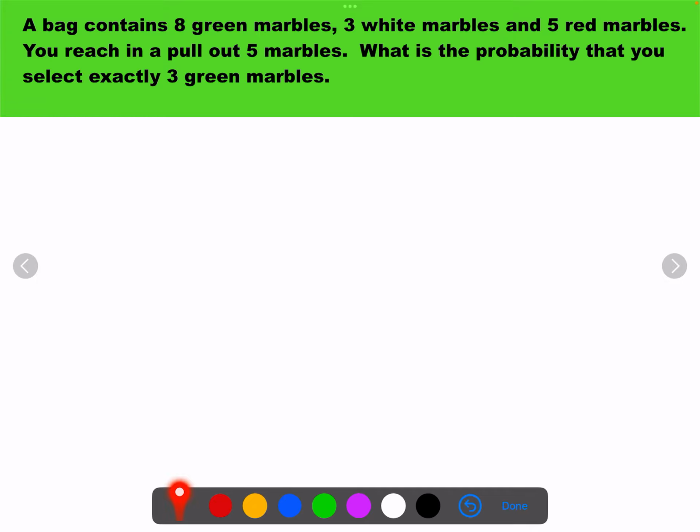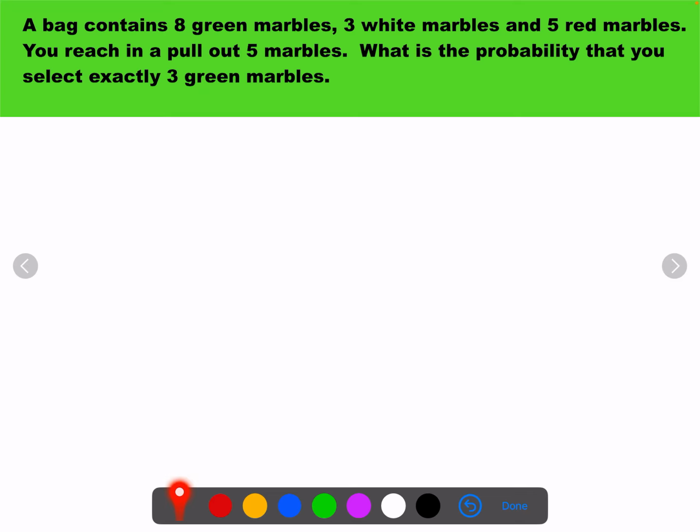All right, so our example: our bag contains 8 green marbles, 3 white marbles, and 5 red marbles. You reach in and you are pulling out 5 marbles. For the sake of this question, we are going to grab those 5 marbles all at once in our hands, like we're grabbing a handful of marbles. The question asks, what's the probability that you select exactly 3 green marbles? So we're putting our hand in, grabbing 5 marbles total. What's the probability that exactly 3 of those are green?